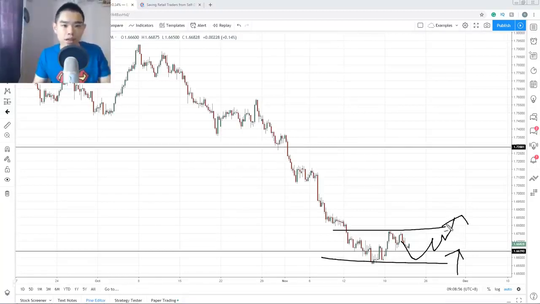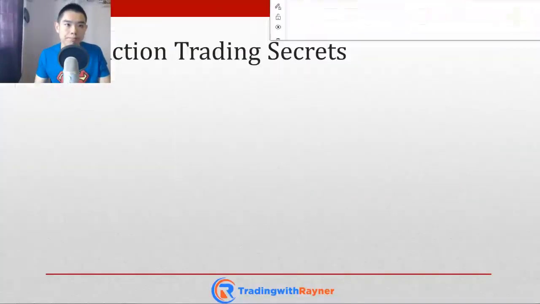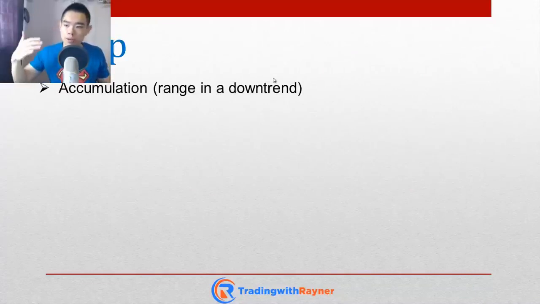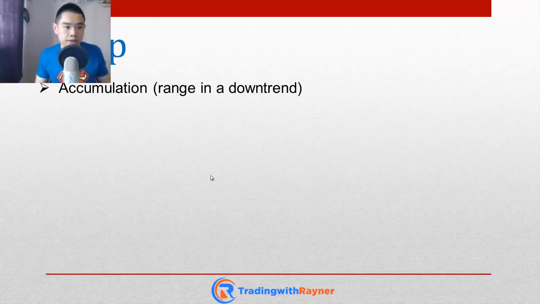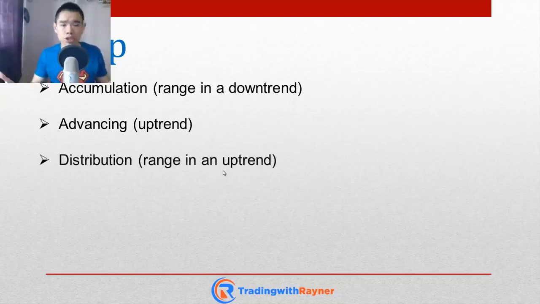I know I've covered a lot in today's video, so let's do a super quick recap. Number one, an accumulation stage is where the market is in a range in a downtrend. That's what you've just seen a few seconds ago. Number two, in an advancing stage, the price is in an uptrend. In this case, you want to be looking for buying opportunities. Don't look to short the markets. Stay long only. In a distribution stage, the market goes in a range in an uptrend.